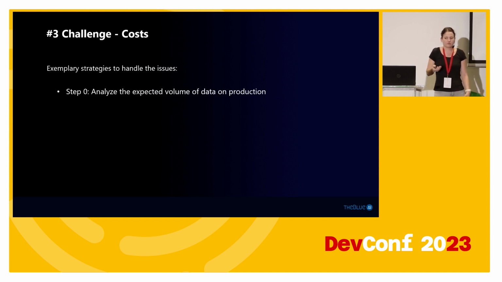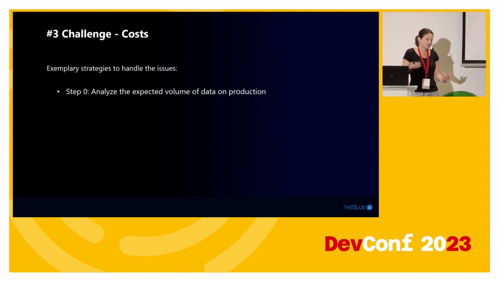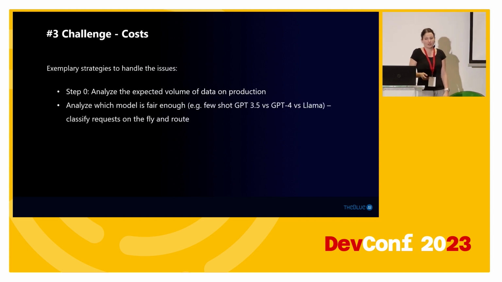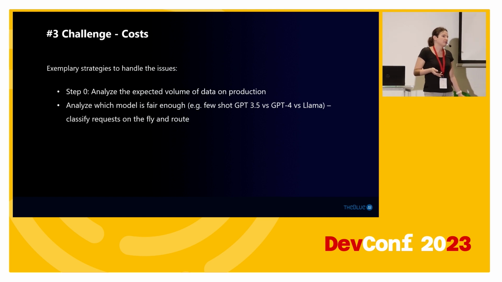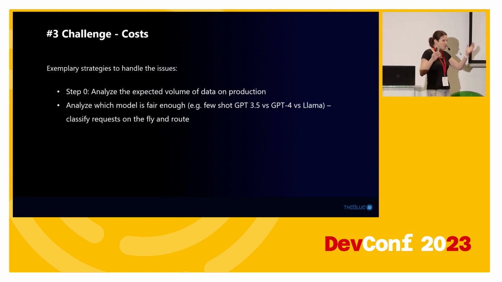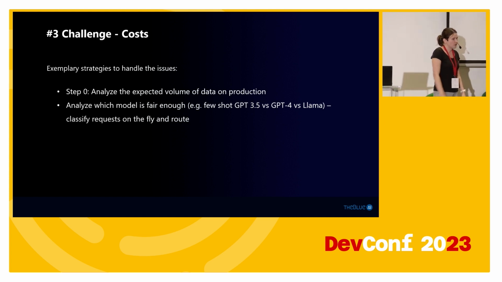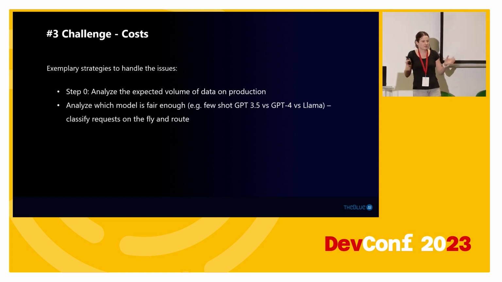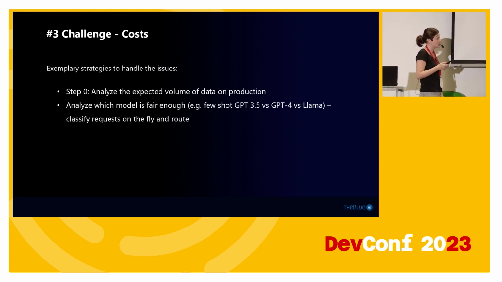Exemplary strategies. Step 0, I know it's obvious, but it's good to keep in mind: be aware of the amount of data and the amount of requests that you would be using in production. Estimate that beforehand and calculate it. Analyze which model is good enough. Maybe you don't always need to use the top model to do very easy things. What we also see is that many companies quite frequently have smaller classifiers which decide: is it a very hard question? Is it a very hard prompt? So we should maybe direct it to GPT-4, or maybe this is very easy, so we can use a very simple and small model for that, which is much cheaper.